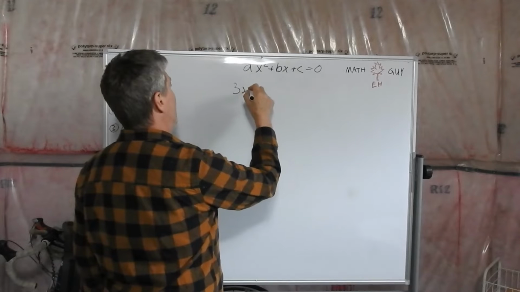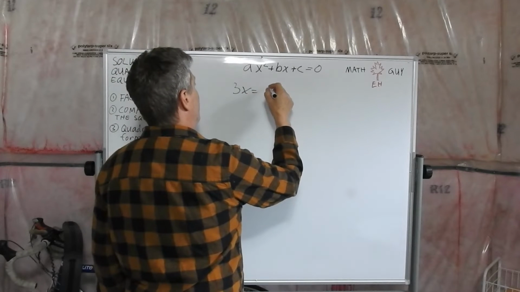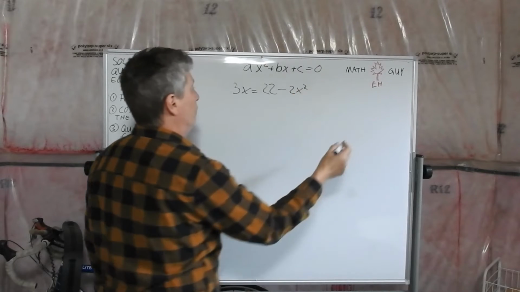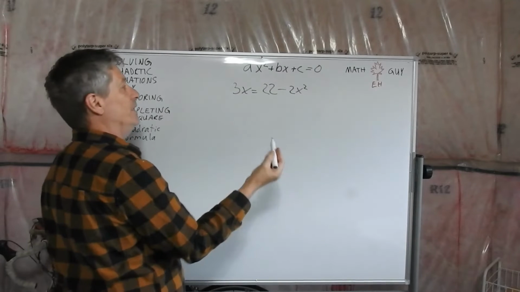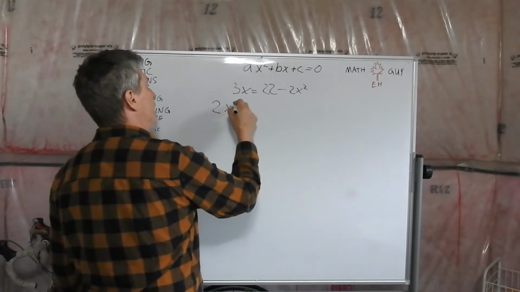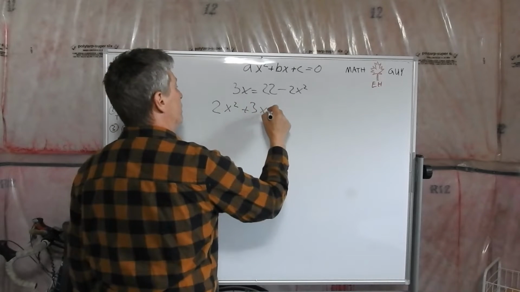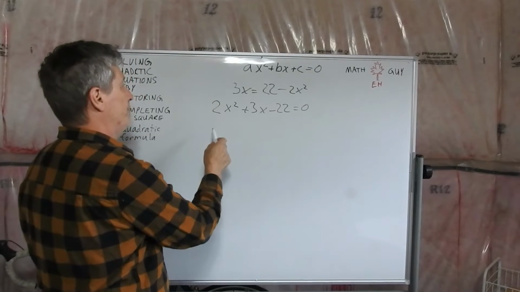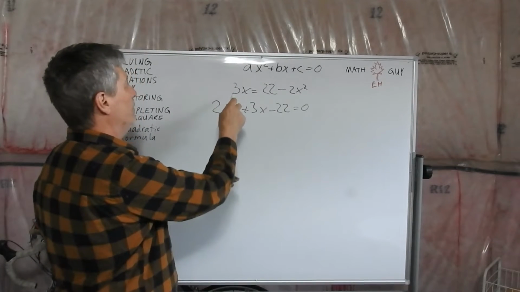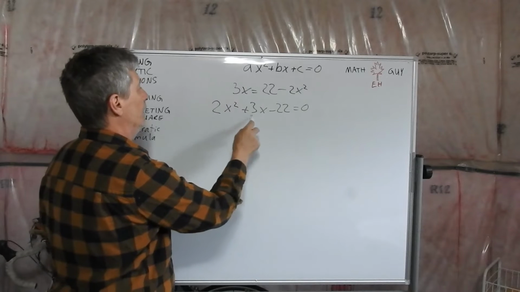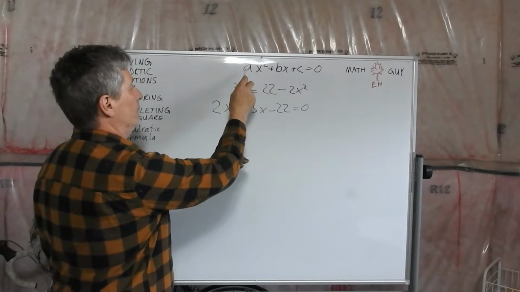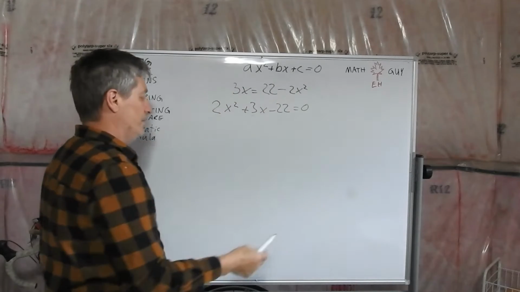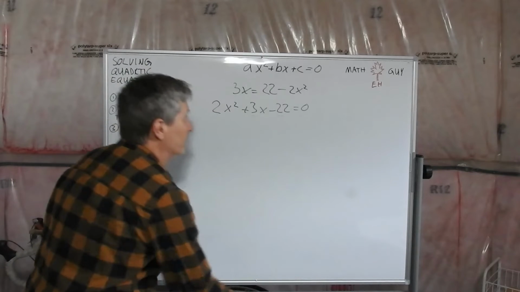For example, if your teacher gives you an equation, or you have a problem like 3x equals 22 minus 2x squared, what do you want to do with that? You want to bring everything over to the left-hand side. So you have 2x squared plus 3x minus 22 equals 0. So you want to get it in this form. I should point out that the coefficients 2, 3, 22 correspond with a, b and c: a would be 2, b would be 3, and c would be minus 22. So you always want to get it into this form.